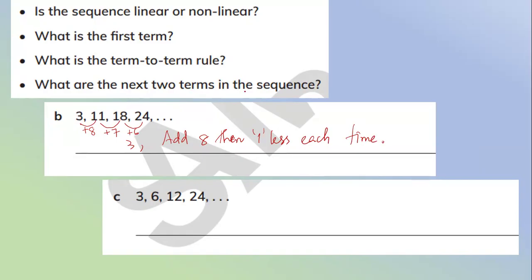And what are the next two terms? Next time 24 plus 5 is 29. And this is plus 5. Next time plus 4. 29 plus 4 is 33. Okay, the next sequence: first term is 3. 3 to 6 is 3 times 2. Well, this sequence is nonlinear.